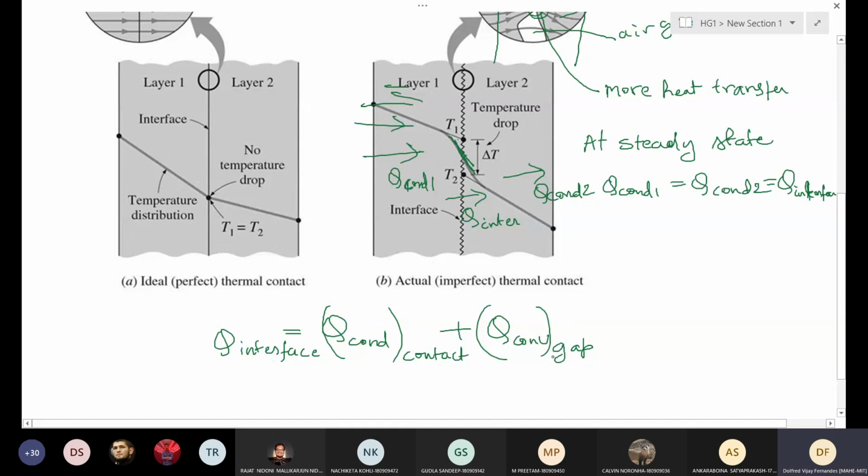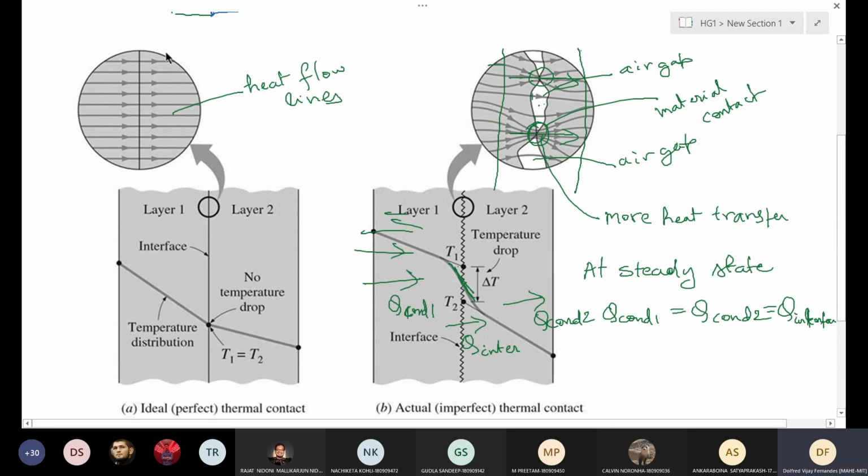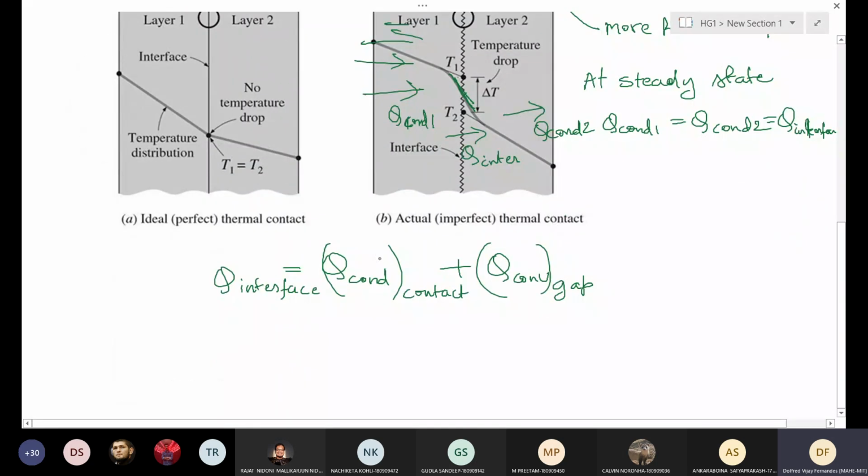So does anybody have any doubt regarding this expression I wrote? Q interface is nothing but the conduction wherever there is a contact and convection wherever there is a gap. Okay, is it okay? Right. So at the interface, whatever heat transfer across this wall to this wall is because of the conduction and convection. And this can be expressed as hc times the area of the wall times delta T interface.